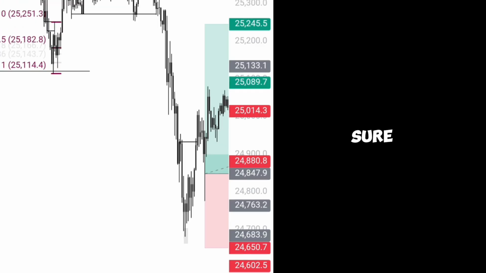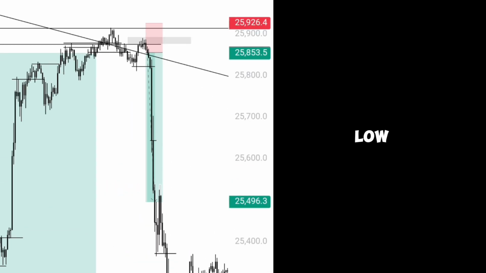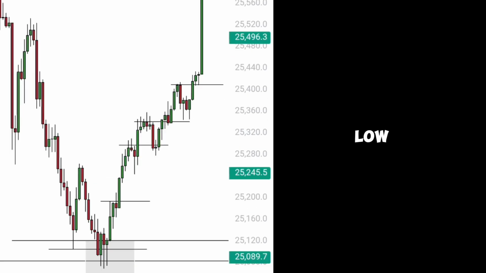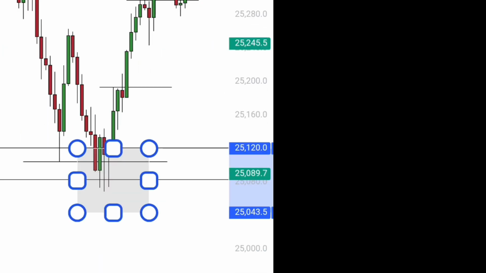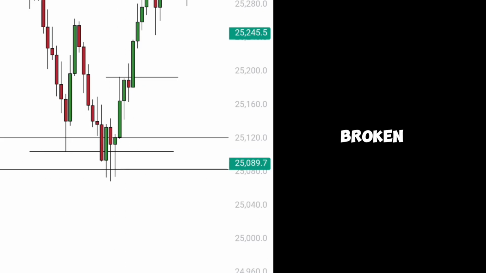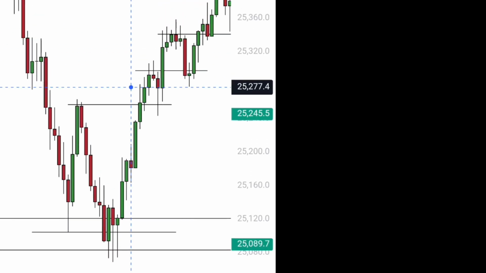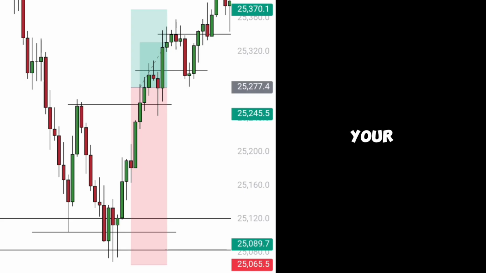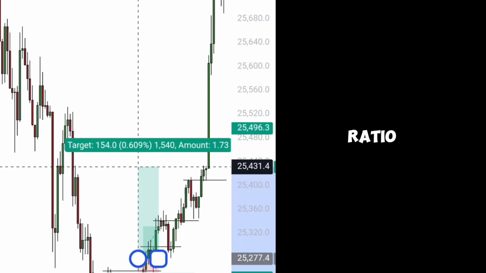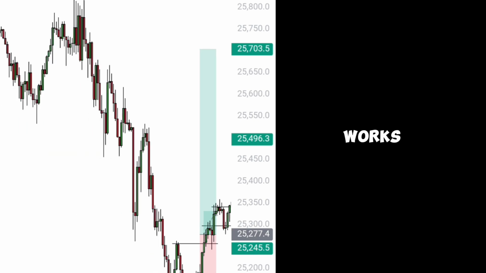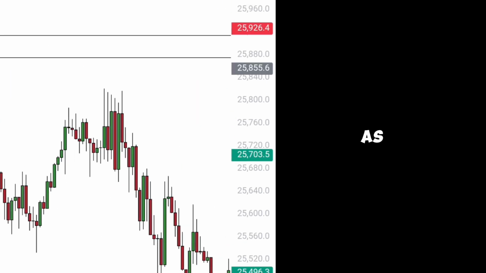Okay, you want to make sure that the area that forms a low, just like this you're seeing here, is broken out from. The moment it is broken out from, then you can now begin to look for opportunities, and then this area becomes a valid area for your stop loss, while you can target a risk reward ratio of 1 to 2. All right, so that's just how it works. It's just as simple as that.